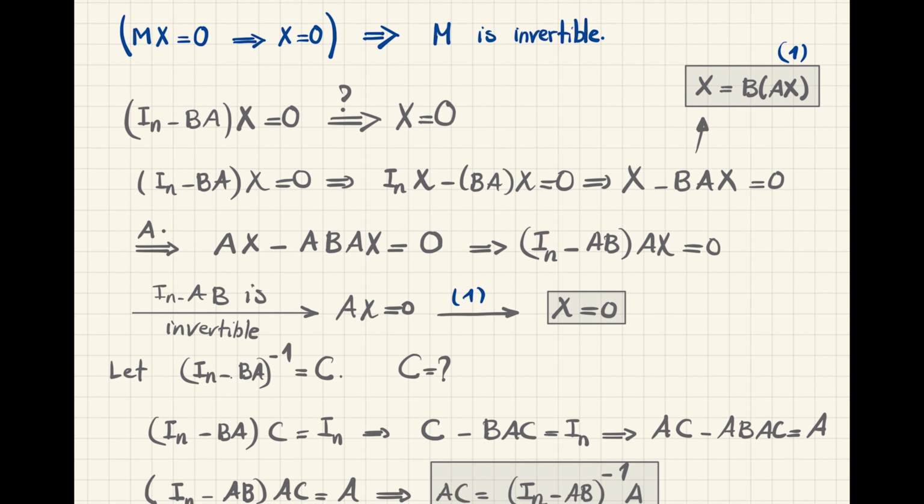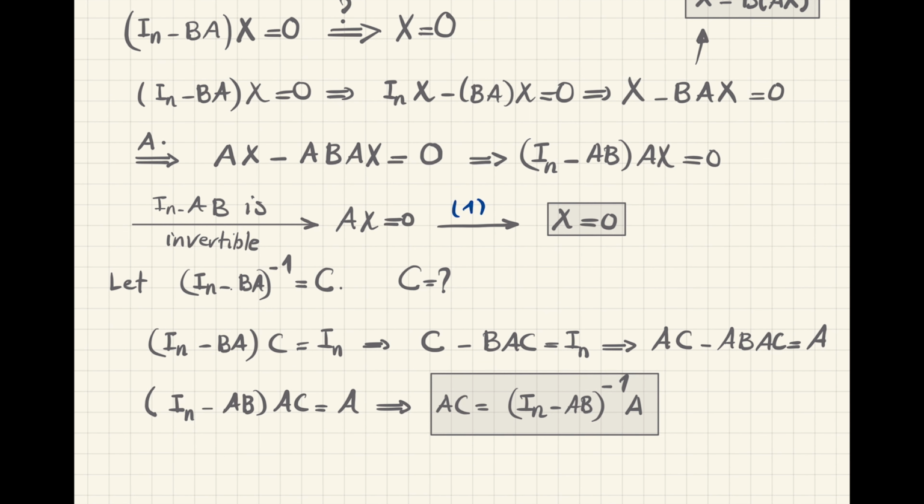Okay, now what can I do? I can go back here and then use this relation to find C. So C is equal to I_n plus BAC. I moved minus BAC to the right. And now, instead of this AC that you see here, I want to replace this expression and then I will be done. So this means that C is equal to I_n plus B times AC, but AC is just this expression.